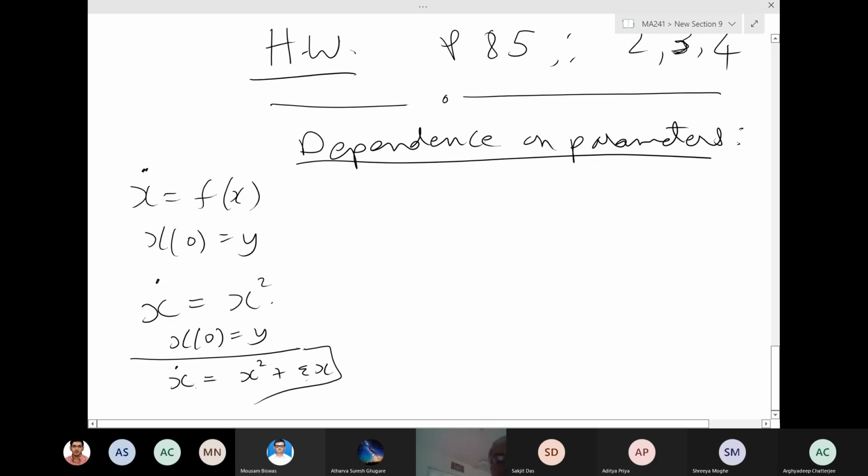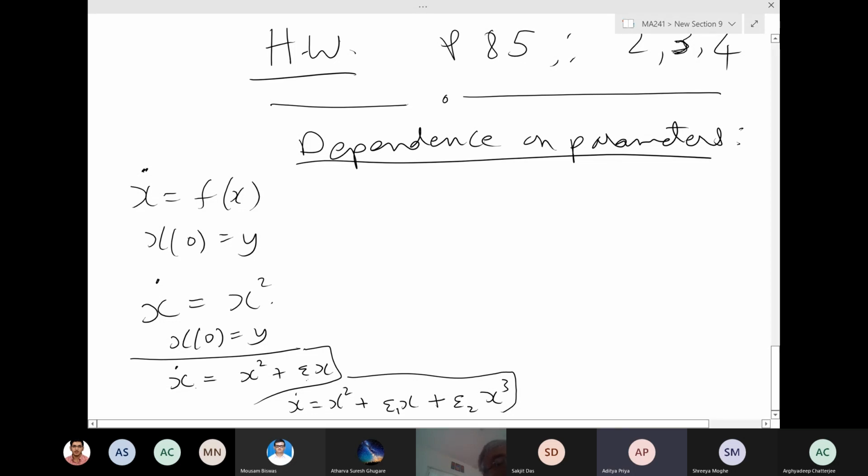But I can make any number of parameters actually. So even in this single equation, for instance, I can take x dot equal to x square plus epsilon 1 x plus epsilon 2 x cubed, whatever I want. So now I have 2 parameters. So Perko considers the case when the parameters can change within another Euclidean space.